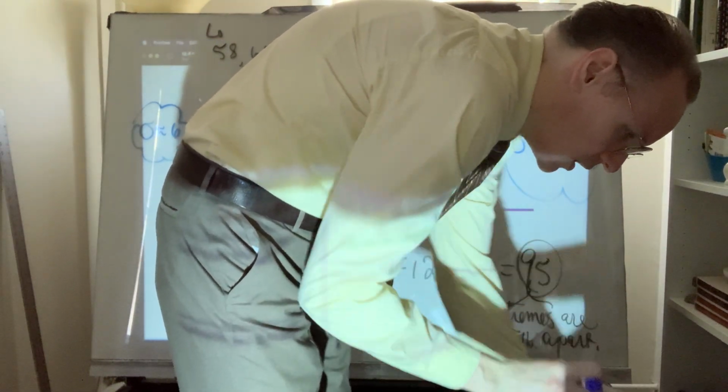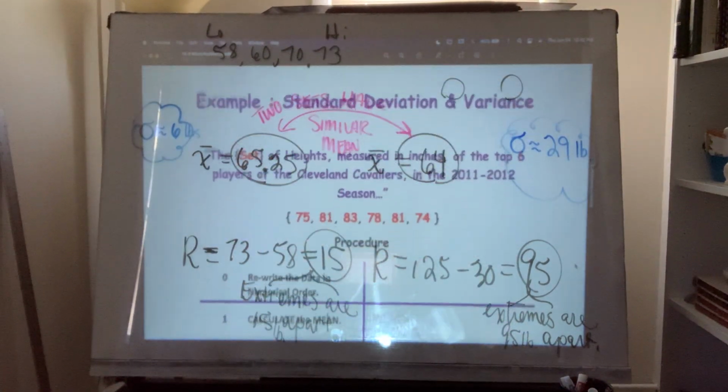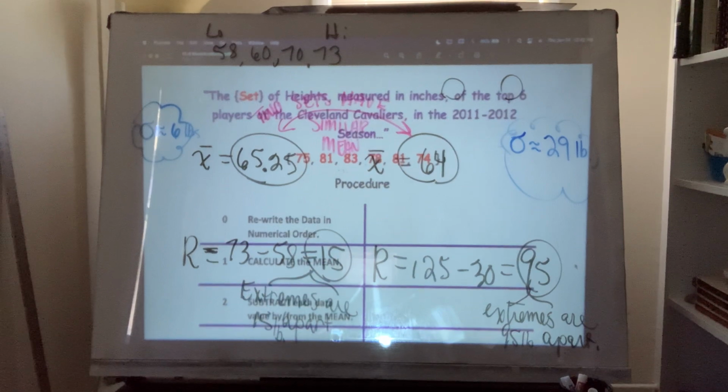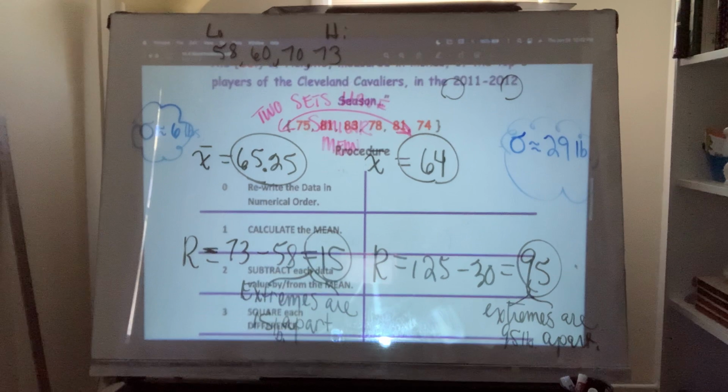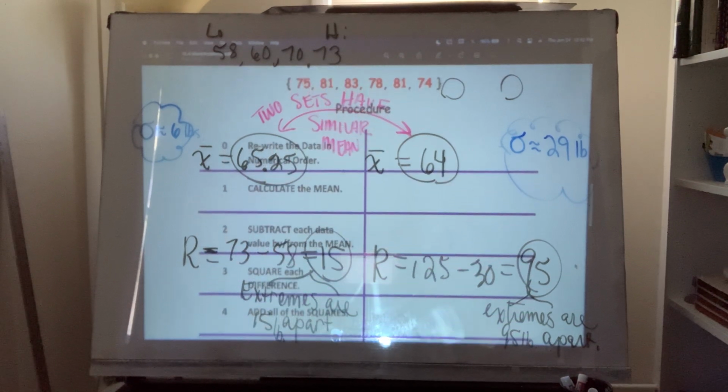All right. Now, let's look at the next one here, and I broke it up into steps. The set of heights measured in inches of the top six players of the Cleveland Cavaliers in the 2011 to 2012 season. So we have six players: 75 inches, 81 inches, 83 inches, 78, 81, and 74.